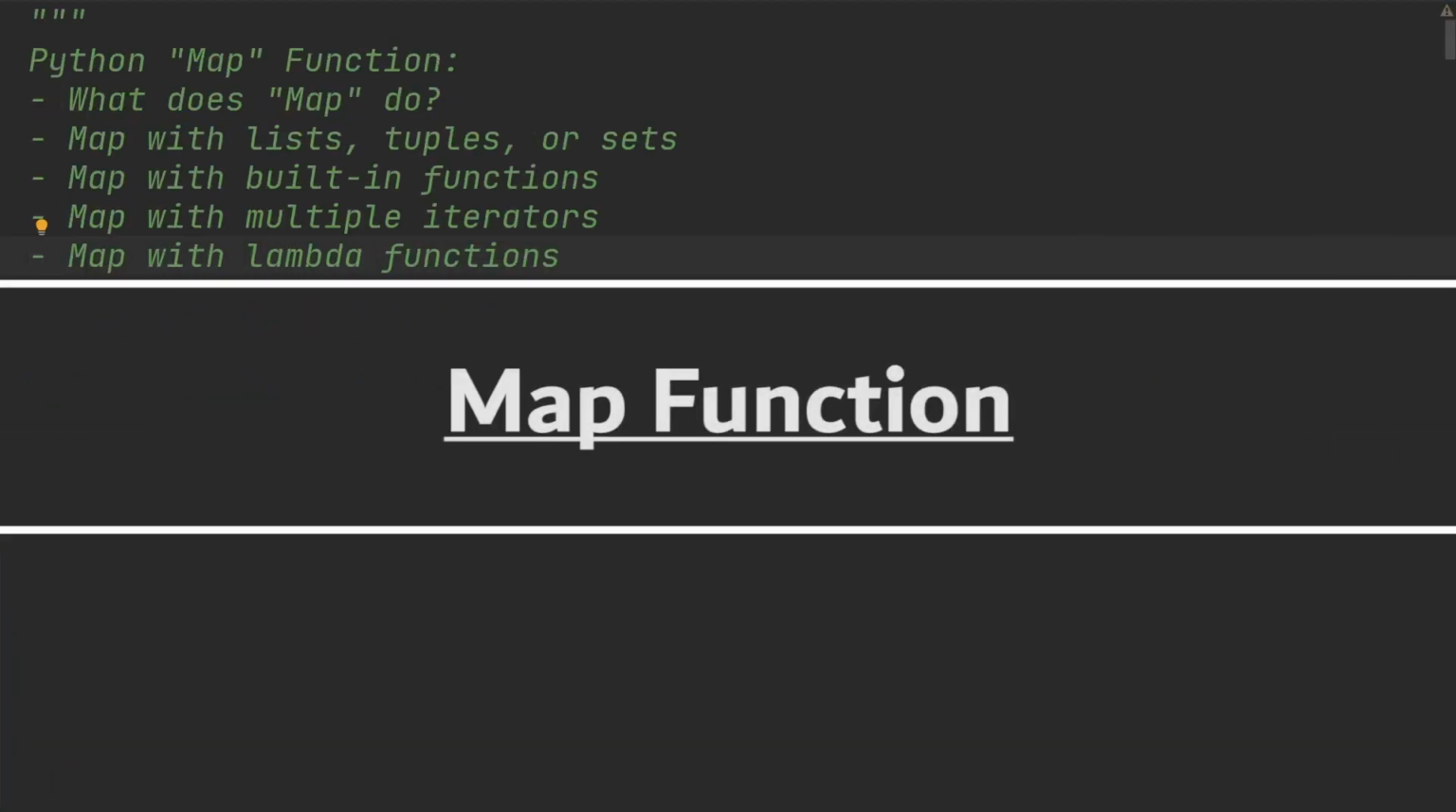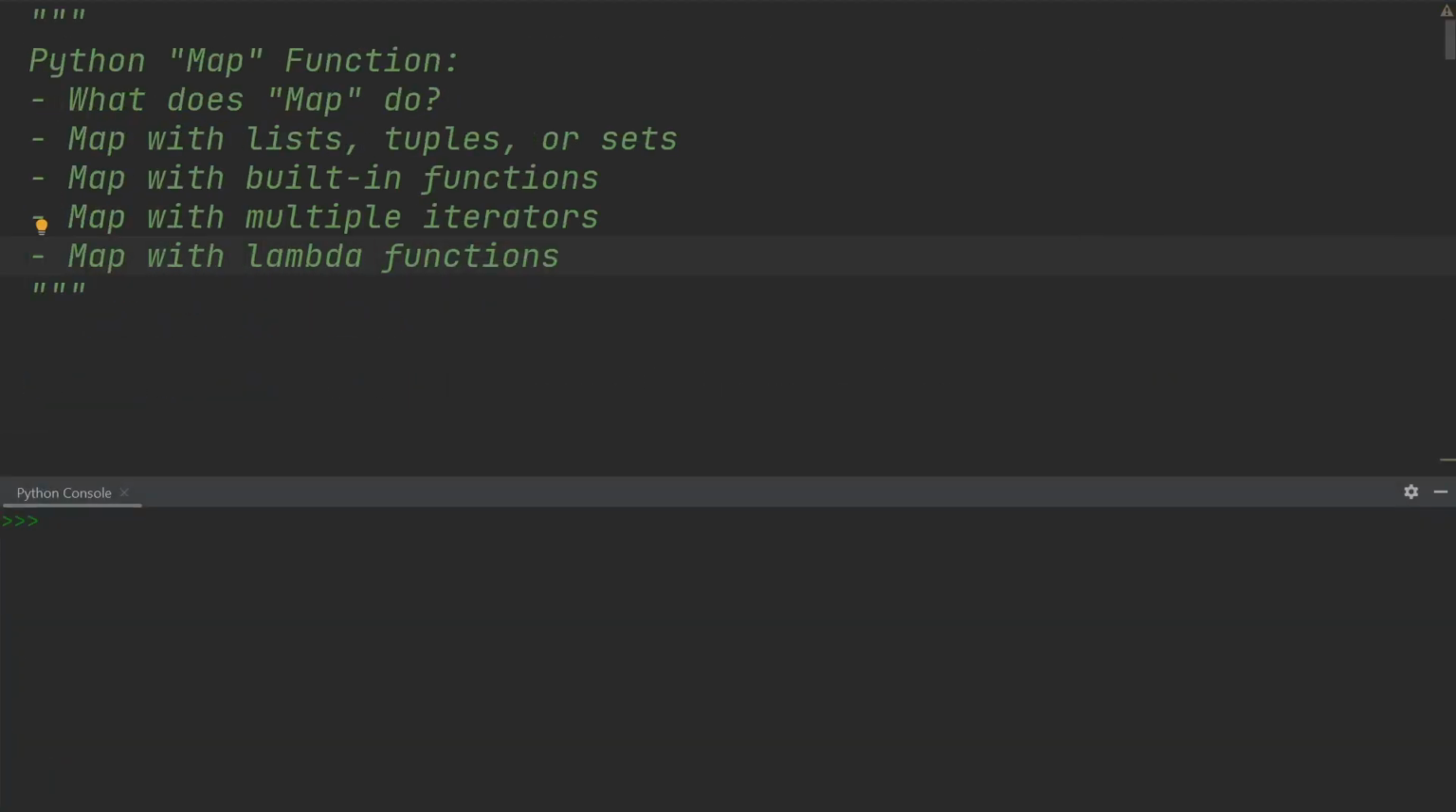The map function is very helpful because it allows us to apply a function to multiple elements in an iterable. So if you have a list of numbers, you can apply one function to each number in the list.